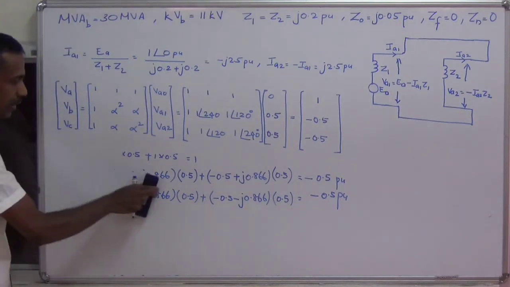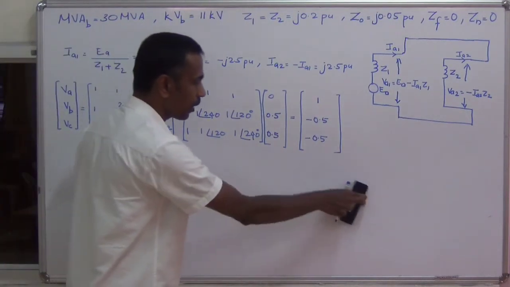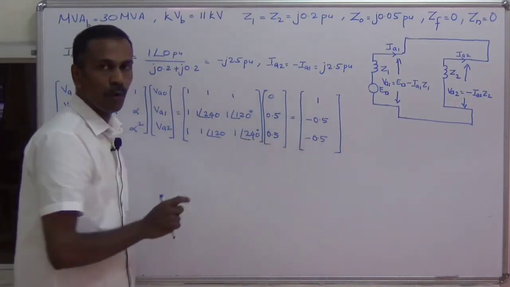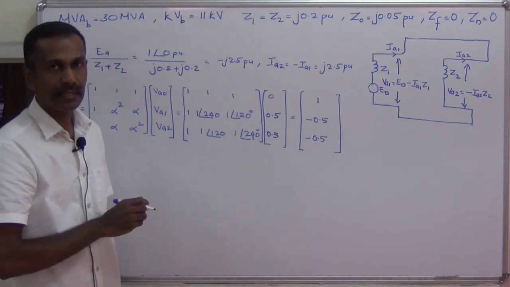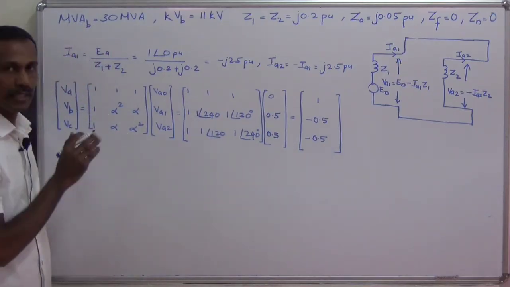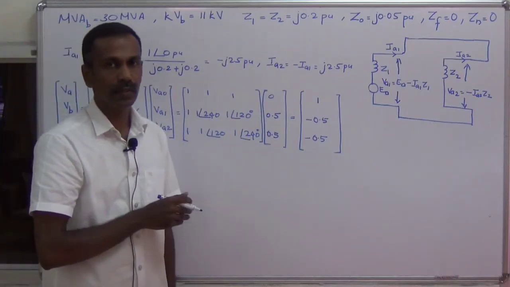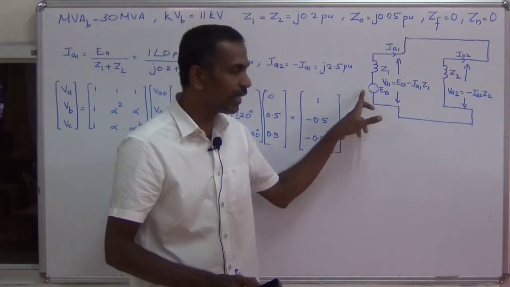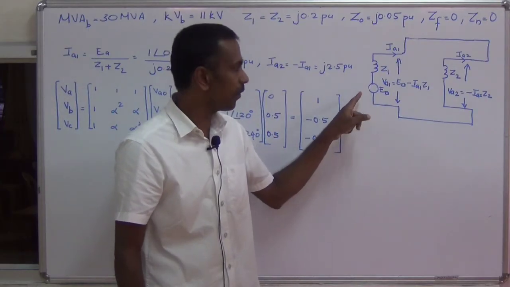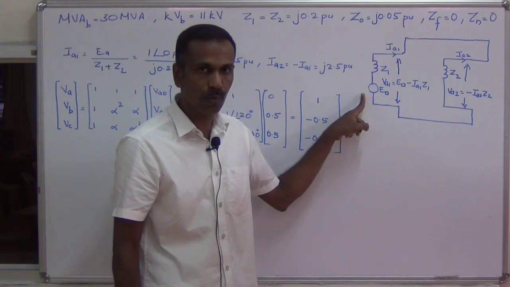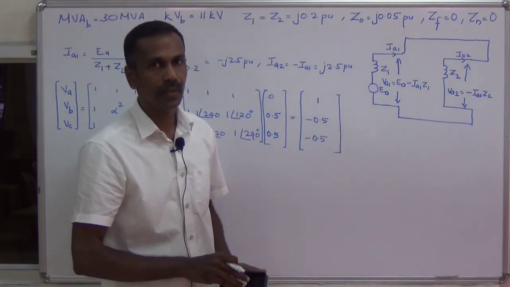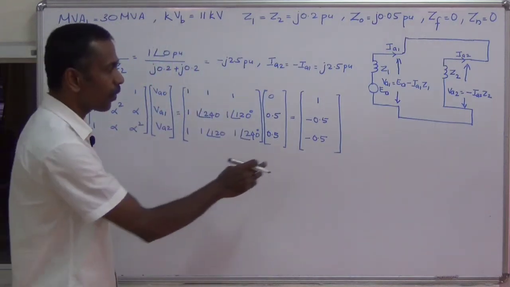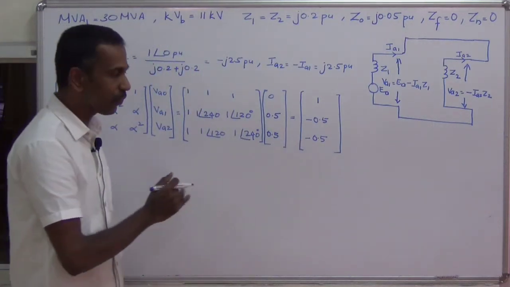We need to convert these per unit quantities into actual voltages. For that we should multiply these per unit voltages by the base phase voltages. Because in this problem we have chosen the reference voltage equals 1 angle 0, actually this is a phase quantity. As the phase voltage is taken as 1 angle 0, whenever you have to convert the per unit quantity back into actual voltage, you should multiply the per unit voltage by the base phase voltage.